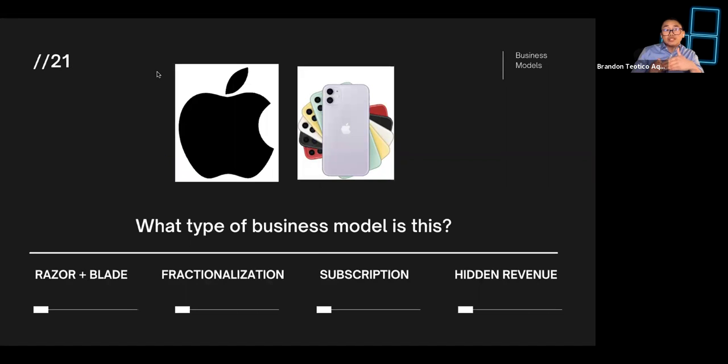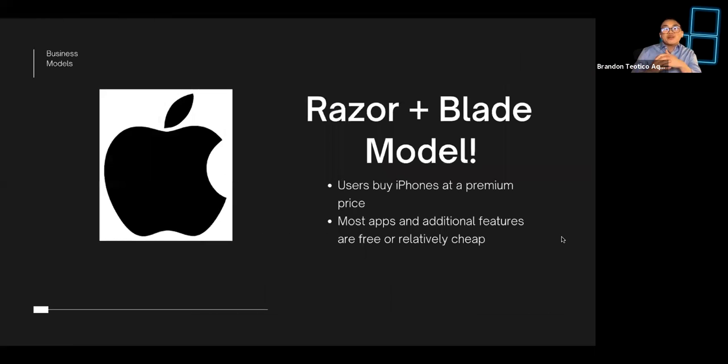Next one, we have Apple and iPhones. So what type of business model is this? Is this razor and blade, fractionalization, subscription, or hidden revenue? All right, I see a lot of razor and blades. Good, good, good. All right, yeah. So this is the razor and blade model.